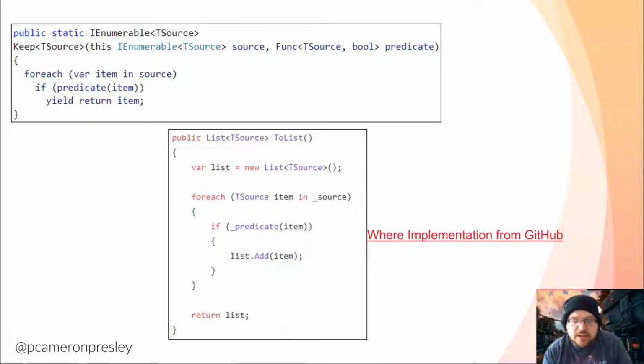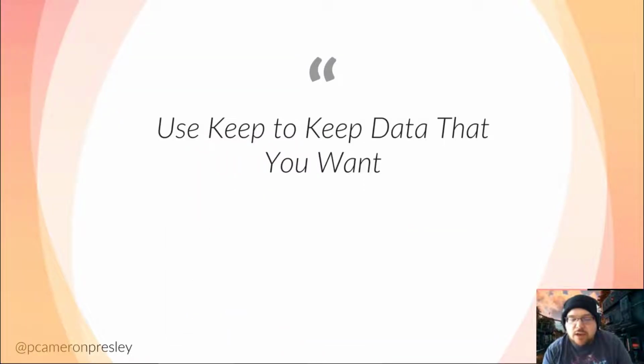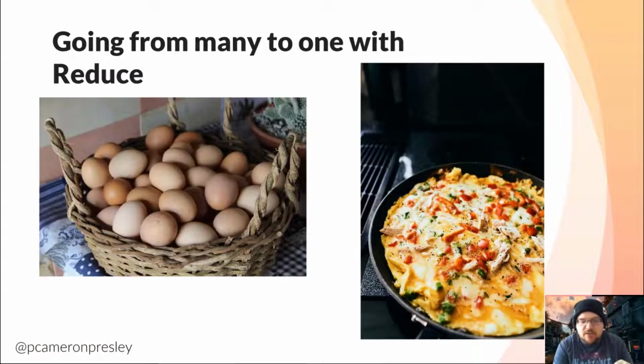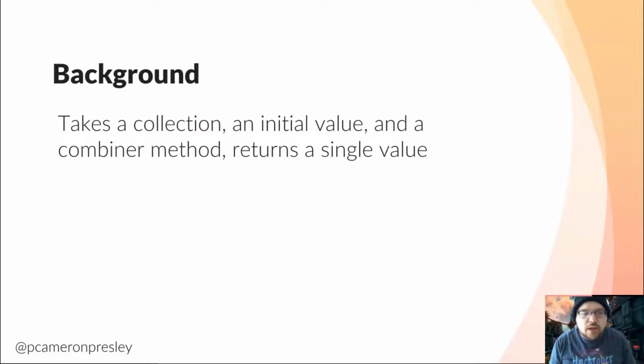So at this point, if we know keep/where/filter is when you want to keep the data that you want. And if those two have made sense, the third one is kind of the piece de resistance. It's how do we go from a collection of many things to a single thing? And that thing is called reduce. In LINQ, it's known as aggregate, but in almost every other language, you'll find it as reduce, or fold is the other one you'll hear sometimes as well.